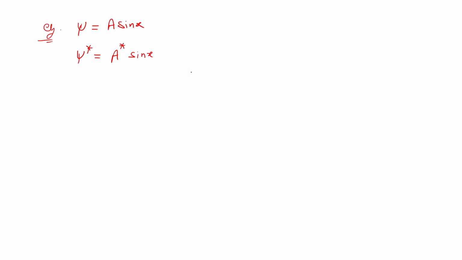Now you simply have to find out the probability density psi square, so that will turn out to be a square sin square x. Now we need to integrate it. So suppose first we do it for the entire space. That should be equal to 1. This integration value should come out as 1. If it comes out equal to 1, then we can say that the wave function is normalizable.